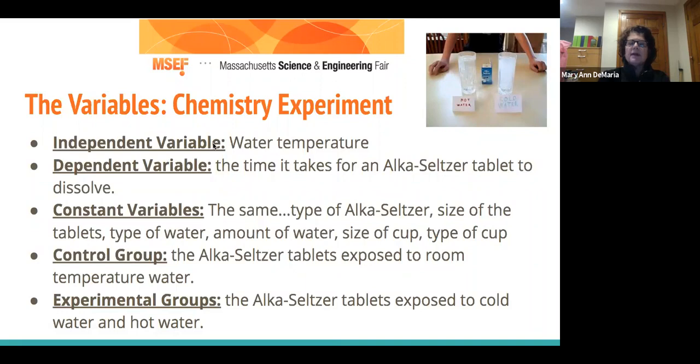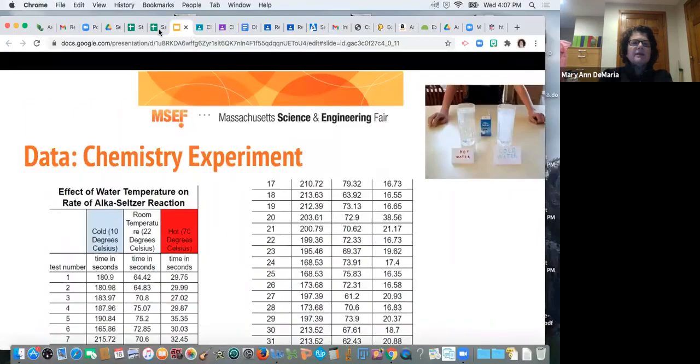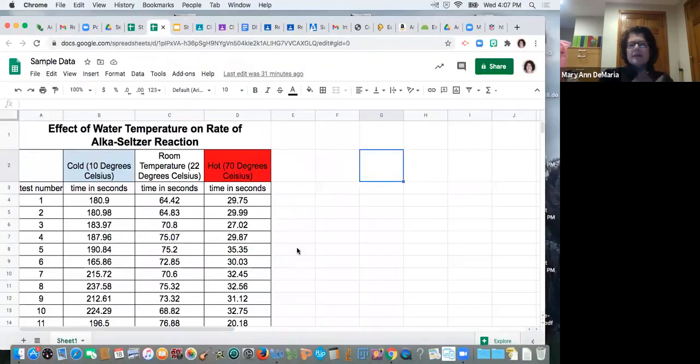or your rows. And if you teach kids that, it helps them when they go to organize the data. So these are actual data from a student that did this experiment for me a few years ago. This is their science project data. It's not perfect. So I'm gonna escape out of here and go into, I have it in a spreadsheet.